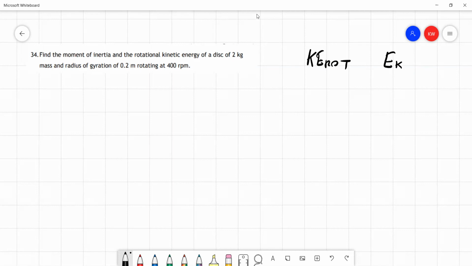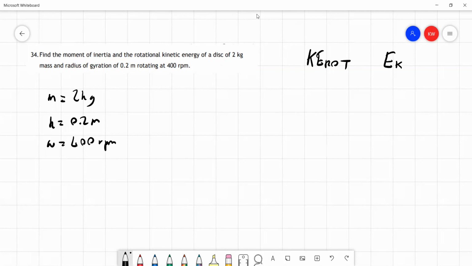So what are we working out here and what information have we been given? Well, let's start with what we've been given in the question. We've been told that the mass of the disk is 2 kilograms and the radius of gyration, so that's the value k, is 0.2 meters, and its angular velocity is 400 RPM. So let's see what we can do with this, because it's the moment of inertia I we're looking for, and the rotational kinetic energy.